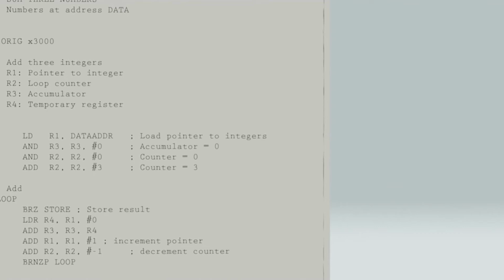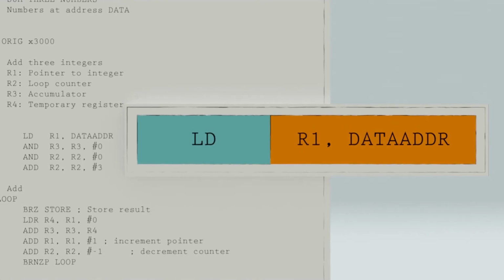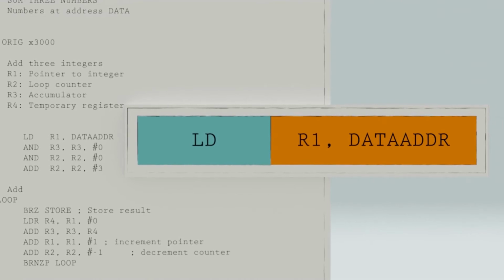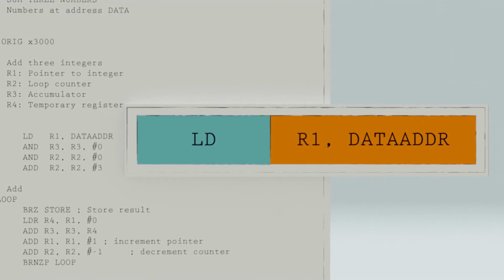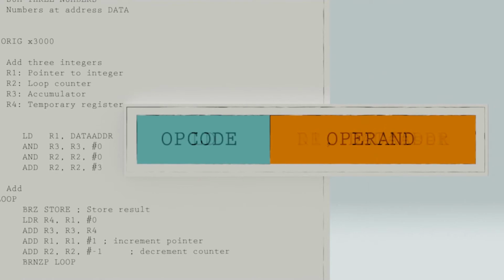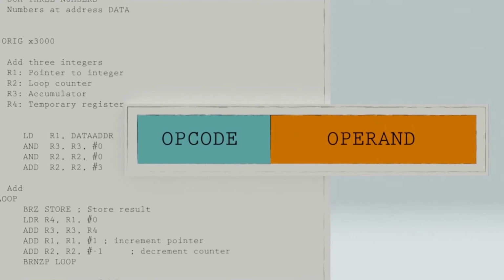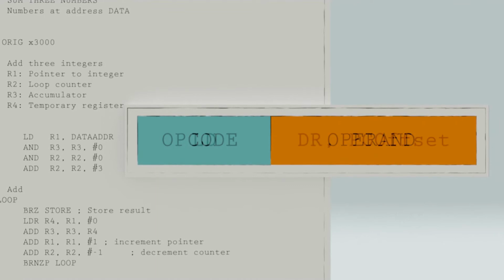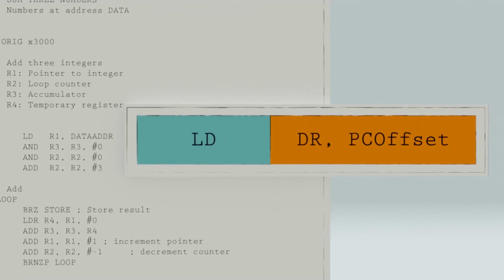For this example CPU, the instruction means load register 1 R1 with the data that's held in memory address given by data address. All machine language instructions follow a particular syntax where the instruction operation is given first, then the data for that operation is given next. The instruction operation is called the opcode and the instruction data is called the operand. For this instruction, the opcode is LD for load and the operand is DR PC offset, which is the destination register and the memory offset to find the data.